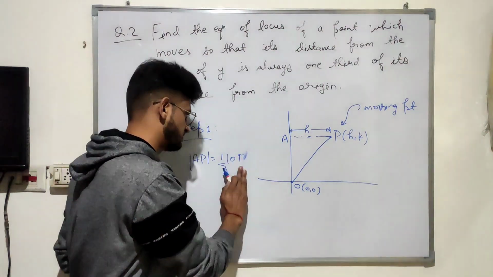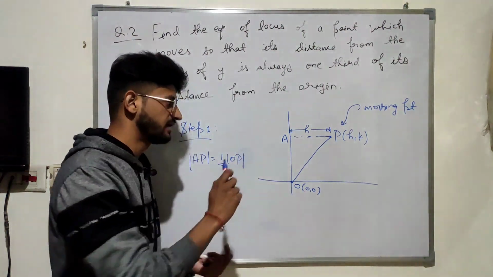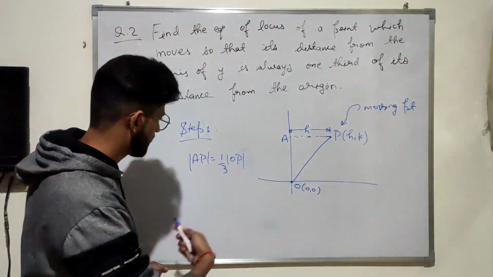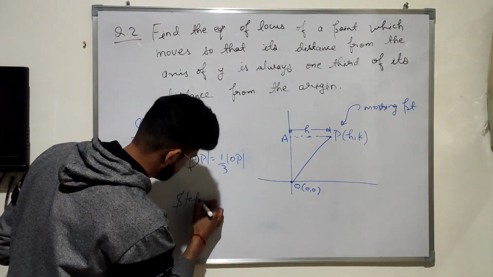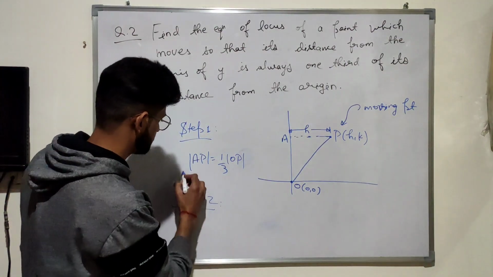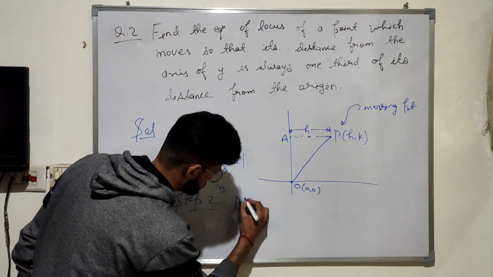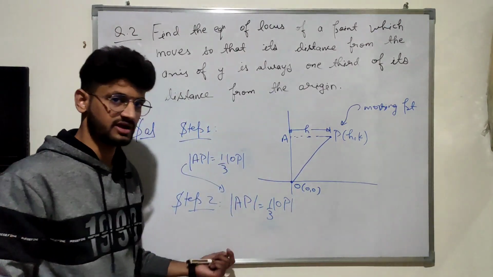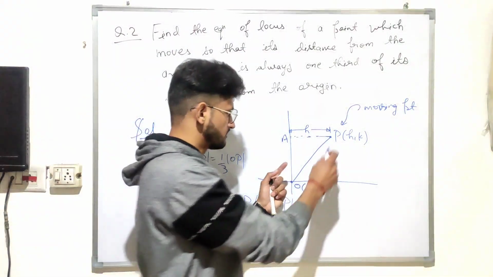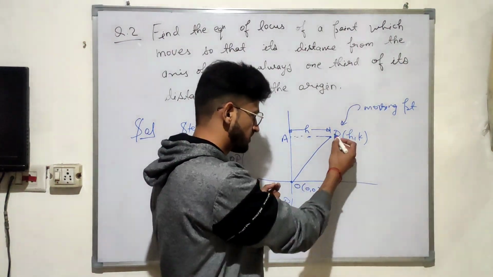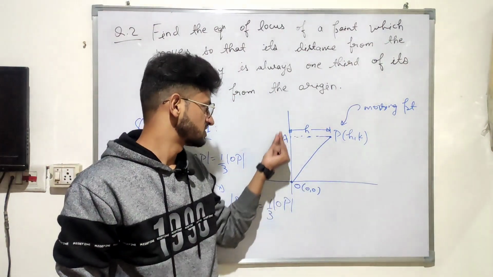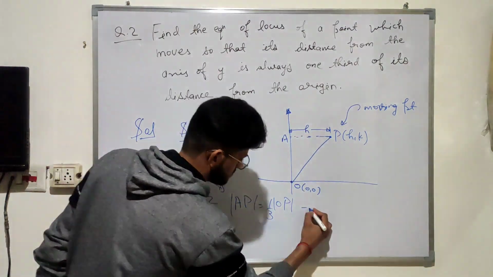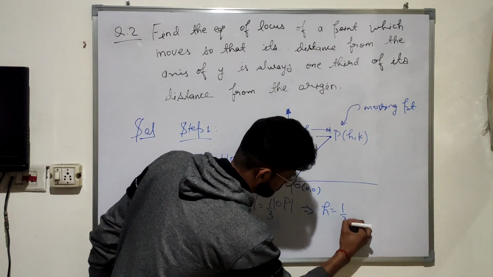From step 1 we have found the required conditions and plotted the rough sketch for them. In step number 2 we will apply the geometrical conditions and solve. It is given that AP equals 1/3 of OP, and AP equals h units, because the point's coordinates are (h, k), so its distance from the y-axis is the x coordinate, h. So h equals 1/3 of OP.